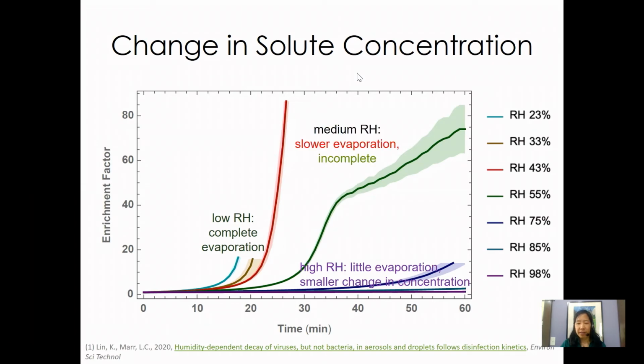Now, I think what is interesting is that at these medium relative humidities, we see slower evaporation, and it's incomplete. I think it's probably forming some kind of gel eventually, where it's semi-solid, but you can see there we get this enrichment factor. Things become concentrated by a factor of 40 and then slowly increase over time over that hour period to almost an enrichment factor of 70. So there's this long period where you can have really, really high solute concentrations and very different chemistry.